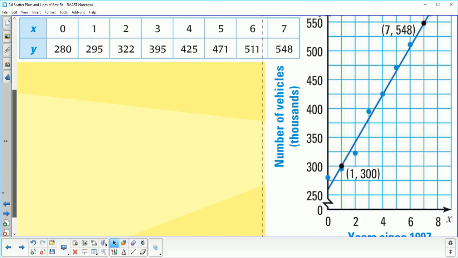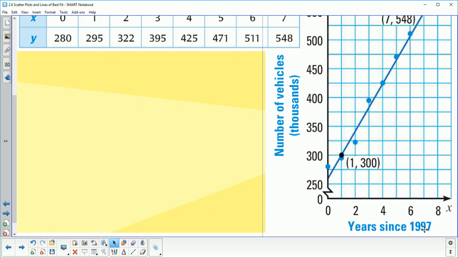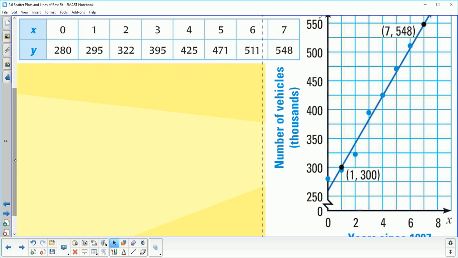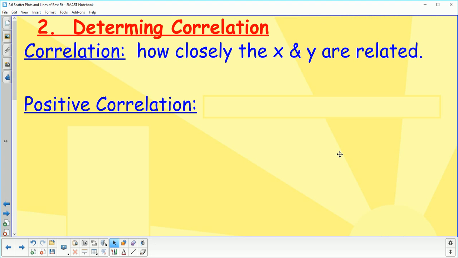Okay, so after x amount of years since 1997, you see we're counting by 2's here, 0, 2, 4, 6, 8 years. As those years increase, you'll see that there are more and more cars. And you can see here we just plotted each one of these points in blue here. This is going to be pretty closely related because you see the line is trending similarly.